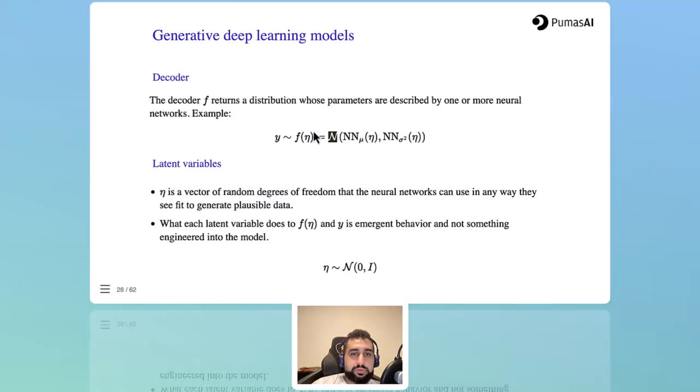If your data is between 0 and 1, that would be a beta distribution. If your data is positive, it could be log normal or gamma, etc. And it could even be discrete. If your data is binary, then this could be a Bernoulli distribution, for example. So the output of the decoder just needs to match the structure and the constraints of your data directly.